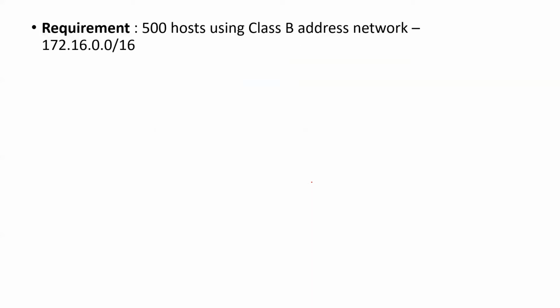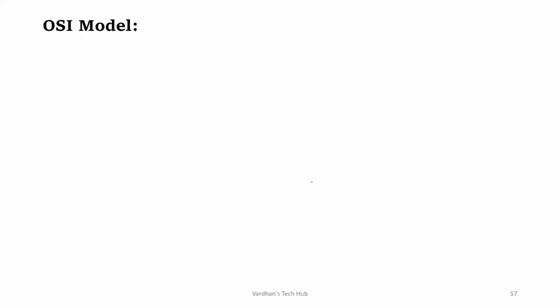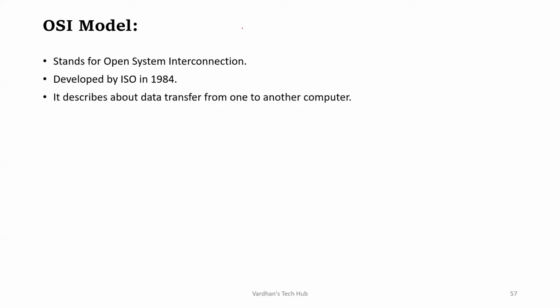Now in this session we'll discuss what the OSI model is. OSI stands for Open System Interconnection. It was developed in 1984 by the International Organization for Standardization. It describes how data is transferred from one computer to another, that is, if you are sending a message from one computer to another, how the data goes from here to there.